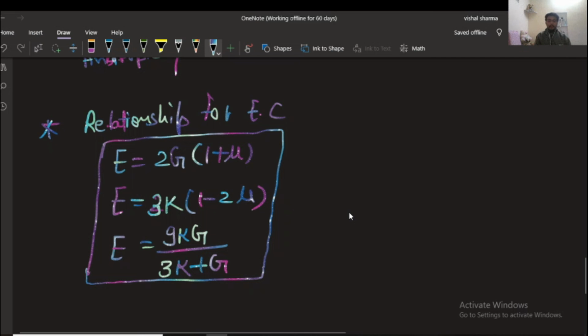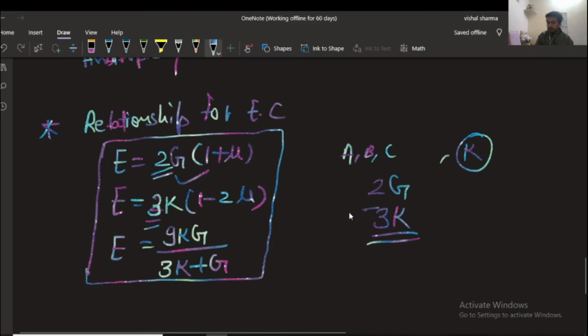You can see that the constant terms here are 2, then 3, then 9. There is one trick by which you can easily learn all of these formulas. When you write the alphabet, G comes first, so it goes with the 2, and K comes after G, so it goes with the 3. This is just a common trick. You can learn all of these formulas by this.